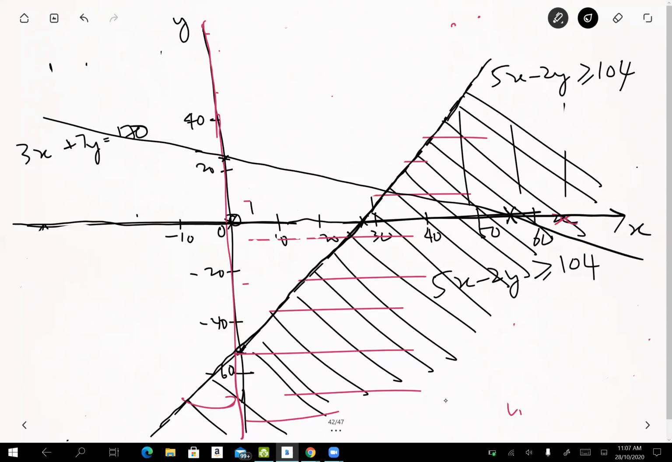Below. Test with 0, 0. You know, you have to test with a point. The point I said is what? The simplest point is 0, 0. Test with 0, 0. Is it above or below? Those who say above, do it with a test point, 0, 0.